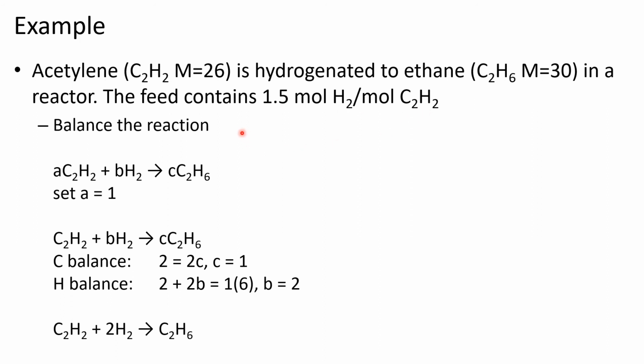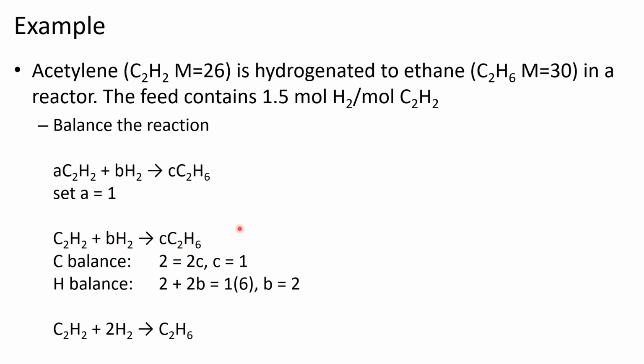First off, we're going to balance the chemical reaction. The reaction is acetylene reacts with hydrogen to give ethane. We'll put unknown coefficients, A, B, and C, in front of each of the species. We can arbitrarily set one of them to 1, and we're going to set A to 1. So this equation becomes acetylene plus B hydrogen gives us C ethane.